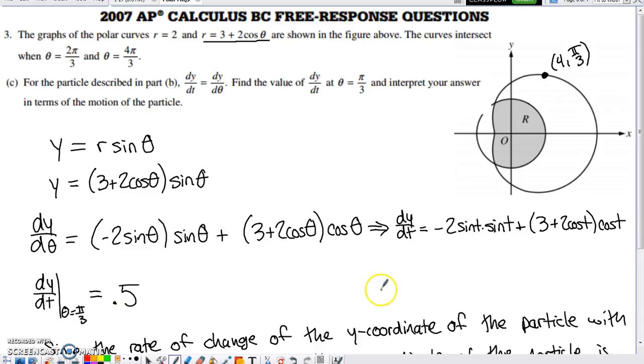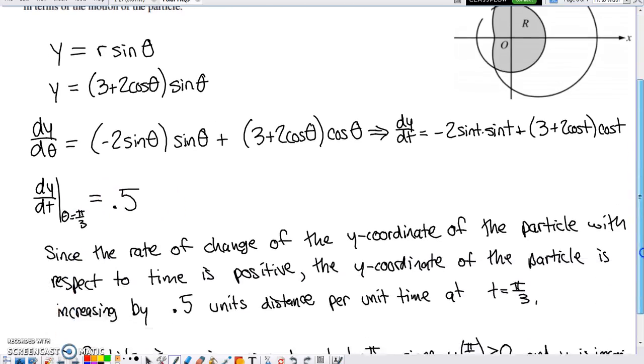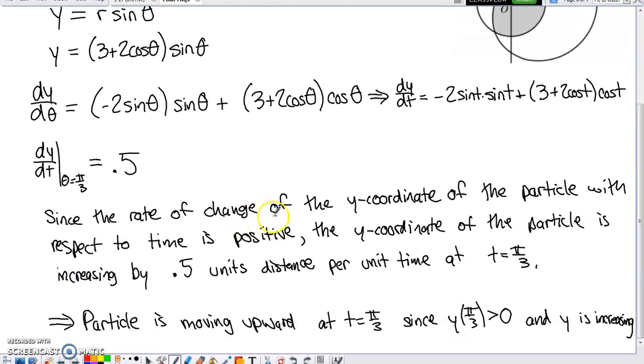And so one more time we have to interpret what this means in terms of the motion of the particle. Once again, I looked at dy dt to arrive at this interpretation. Since the rate of change of the y coordinate of the particle over time is positive, the y coordinate of the particle is increasing by 0.5 units distance per unit time at this time. Now, that's just the general interpretation of this. It doesn't really have to do with the motion of the particle.